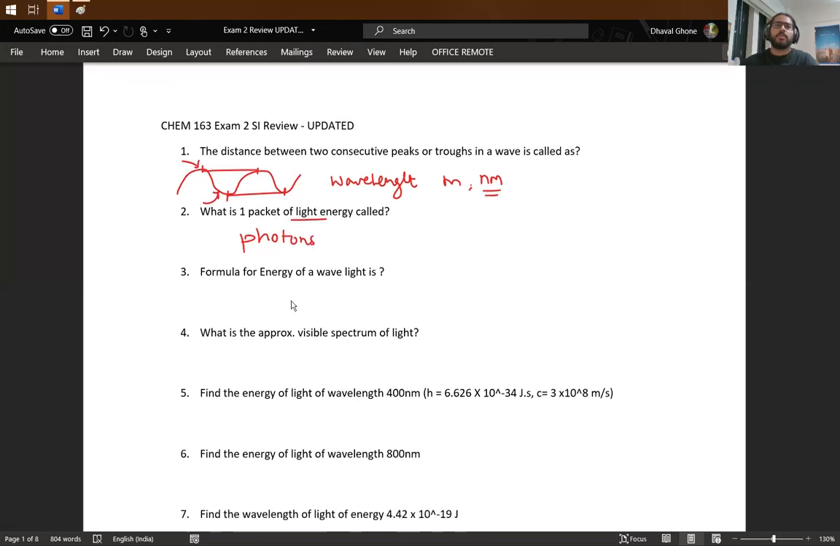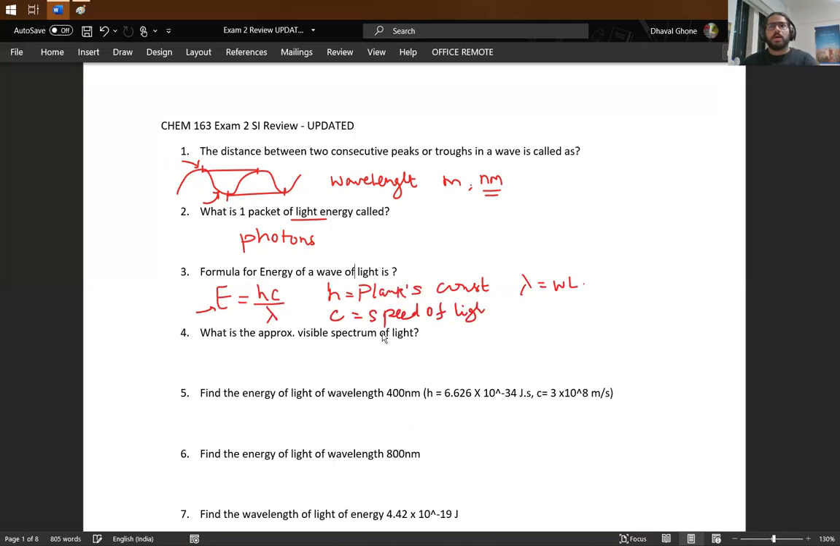Okay. Formula for energy of a wave of light is called what? This is a straightforward formula. I would say memorize it. It's E equals hc over lambda, where E is the energy you're trying to find, h is Planck's constant, c is the speed of light, and lambda is the wavelength.